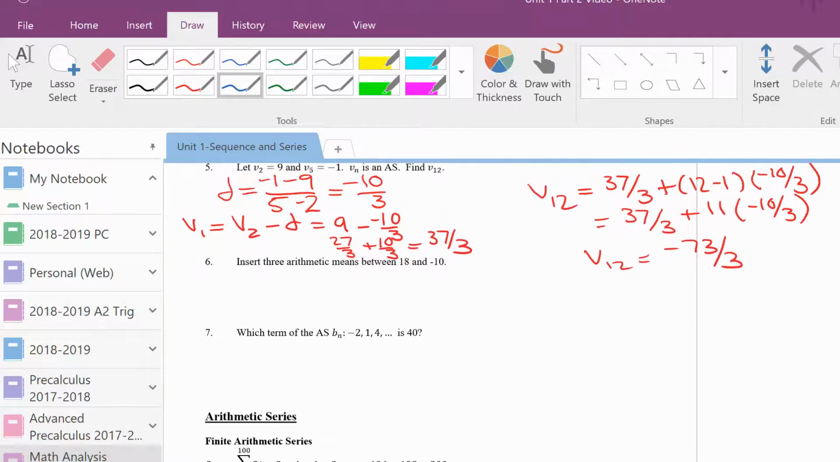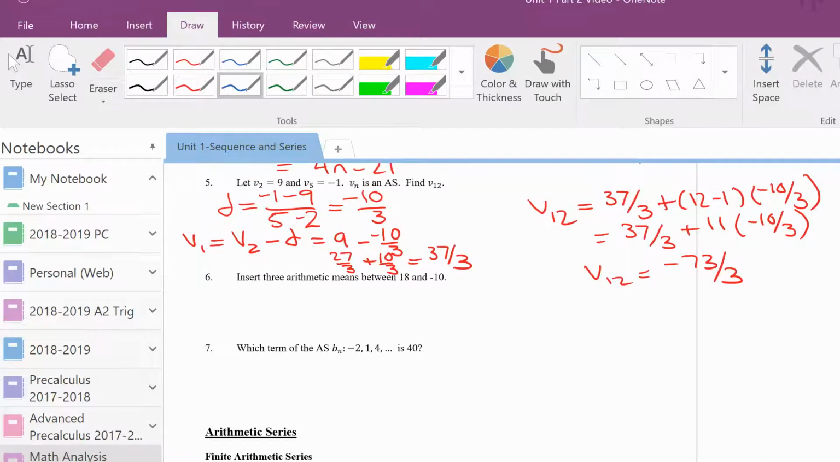For number 6, insert 3 arithmetic means between 18 and negative 10. That basically means that you have 18 and then you have 3 spaces and you have negative 10. So the arithmetic means are the numbers that would make an arithmetic sequence between those two numbers that you're given. So the 3 numbers here that would make an arithmetic sequence between 18 and negative 10.